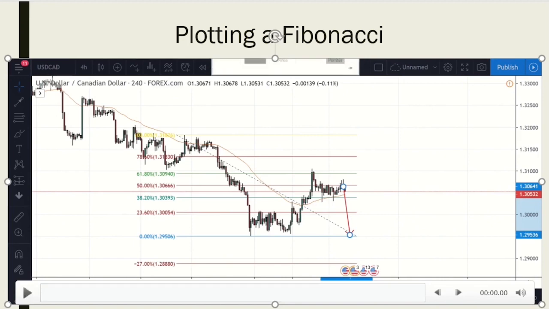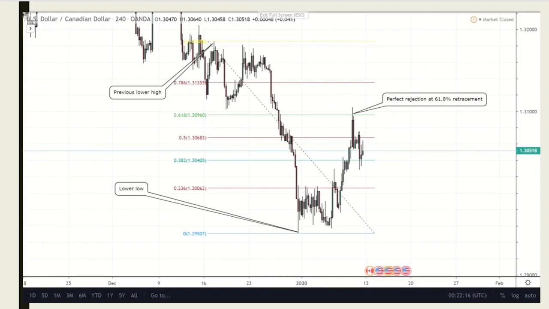So let's take a closer look. So here you have your previous lower high, here you have your lower low, and you see the levels are done on their own. These are the stock Fibonacci levels, but these two are the best to trade off. And this is a prime example. Why?